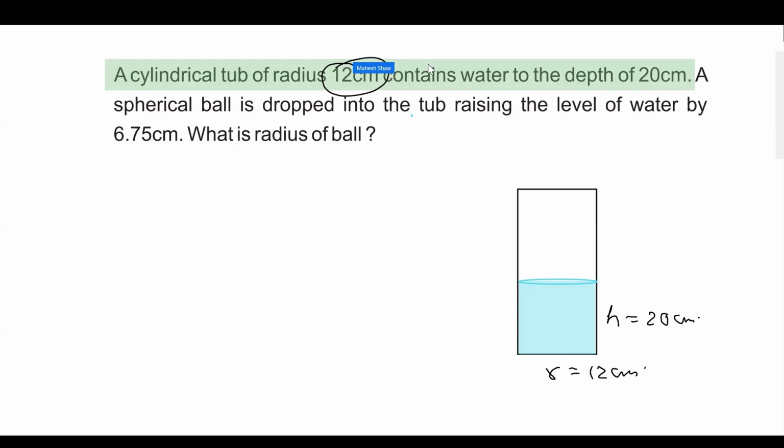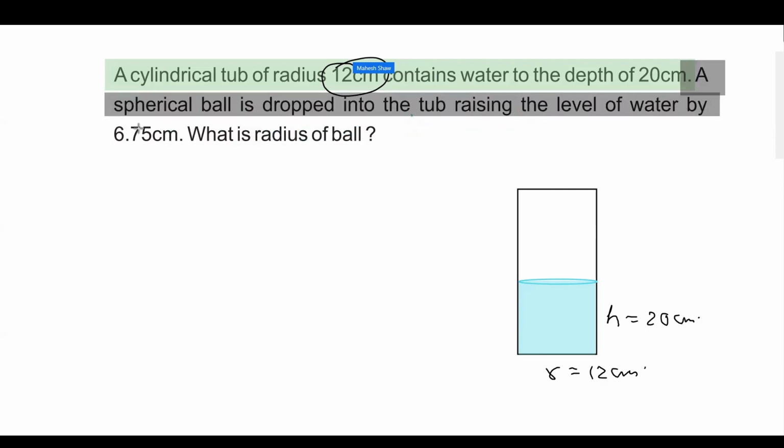After that, a spherical ball is dropped into it, because of which the level of water rises by this much. So let's say I place one spherical ball inside it. By placing this spherical ball inside it, what happens? The volume of the water rises.